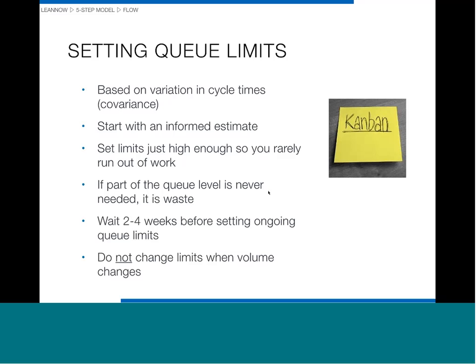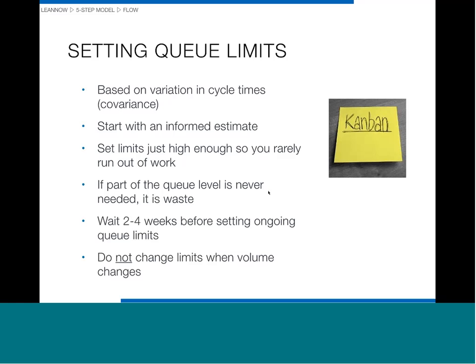And so if there's queue there, if we set the limit too high, then some of that queue will never be used, basically. We'll never get down to it. And what that means is that's basically waste. That was overproduction we want to get rid of. So we want that queue just high enough so we almost run out of work, but never quite run out of work. And that's about the right level.